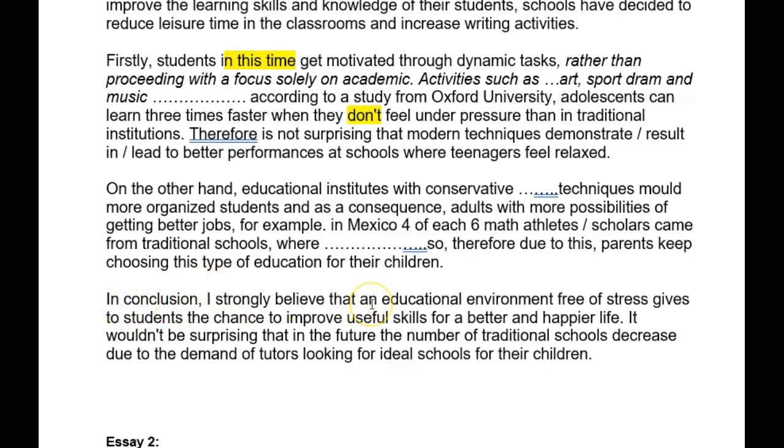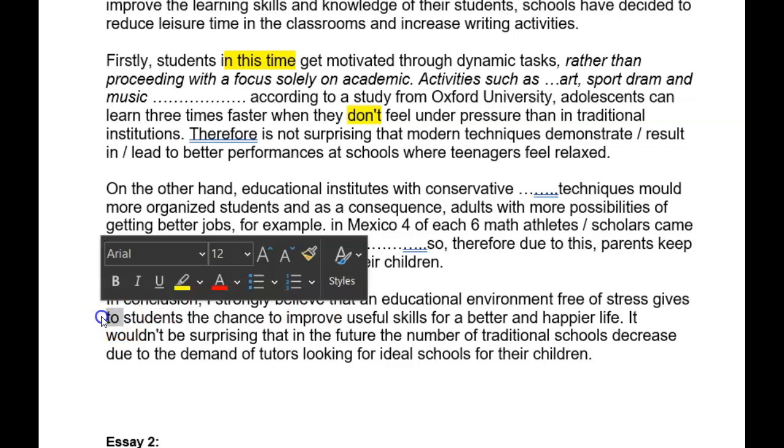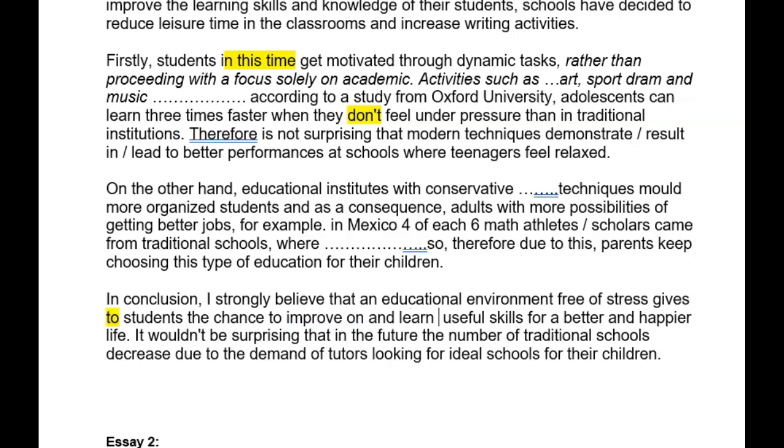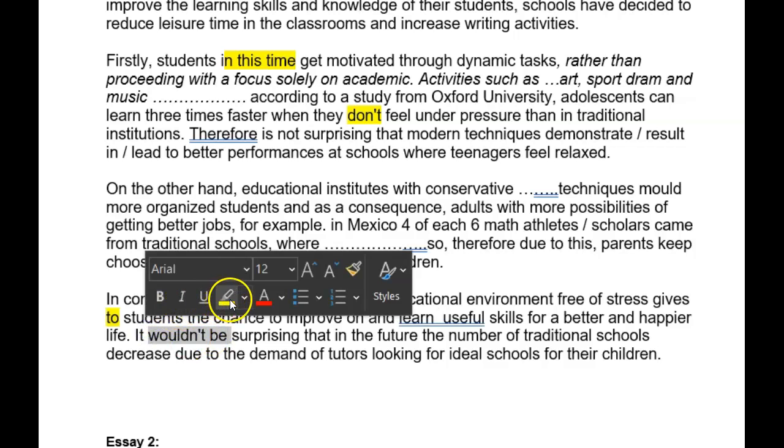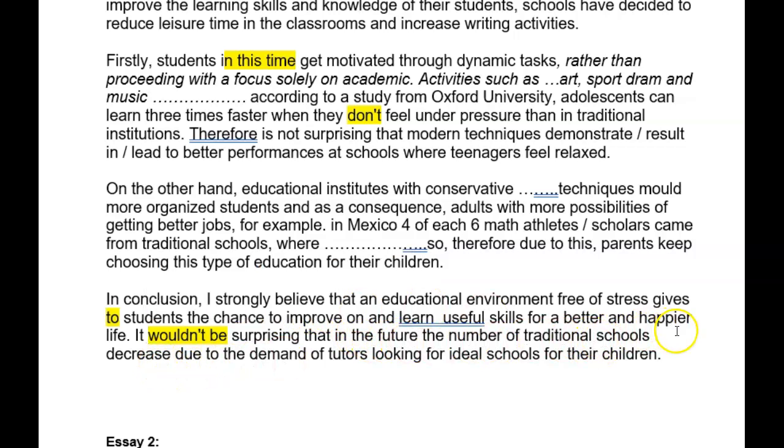In conclusion, I strongly believe that an education environment free of stress gives students, you don't need to have 2, or I'd say offers, is better, the chance to improve on and learn useful skills for a better and happier life. Good. I wouldn't say it wouldn't be surprising because that's too informal. Remember, academic essay. Just go, in the future, the number of traditional schools may decrease due to the demand. Yeah, okay. Tutors, it's not only the tutors, parents and educationalists.